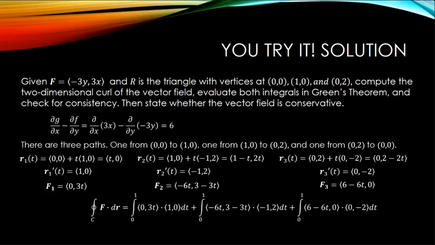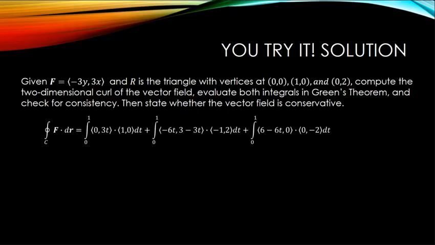the integral from 0 to 1 of the vector with components 6 minus 6t and 0 dotted with the vector with components 0 and minus 2 dt. I simplify these dot products and I notice that my limits of integration and my variable of integration are the same in all three, so I can combine them into a single integral, the integral from 0 to 1 of 12t dt. This becomes 6t squared evaluated from 0 to 1, and it gives me 6.